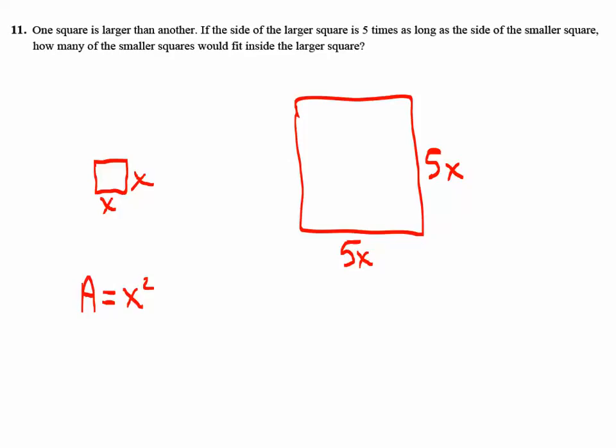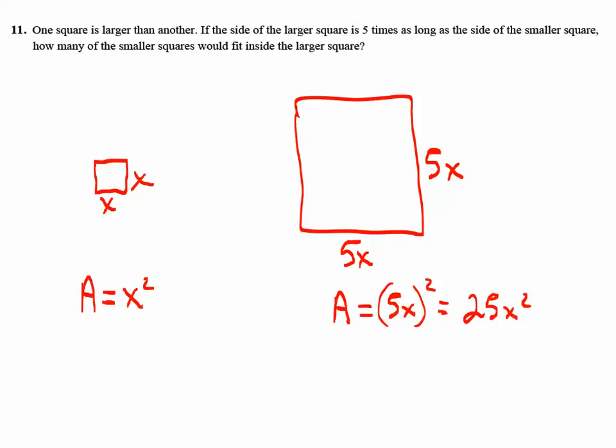Whenever you say how many smaller squares, what you really are talking about is area right away. So we're going to get the area of this one right here. This one's going to be 5x being squared, and that gives us 25x squared.